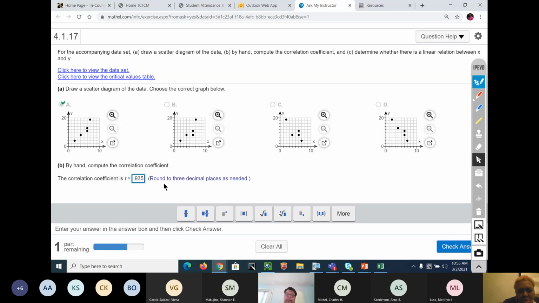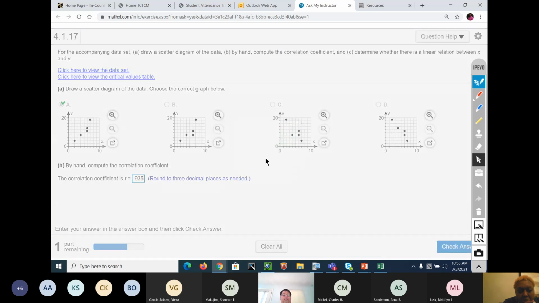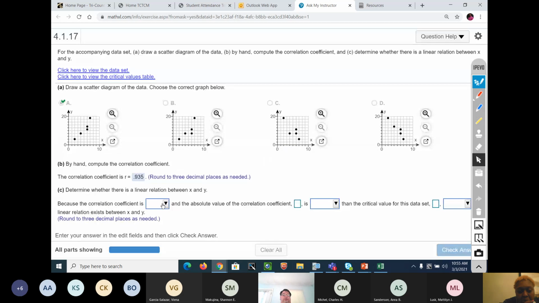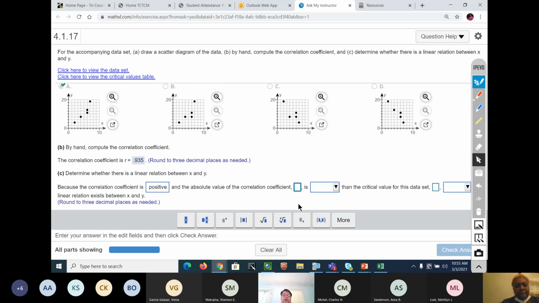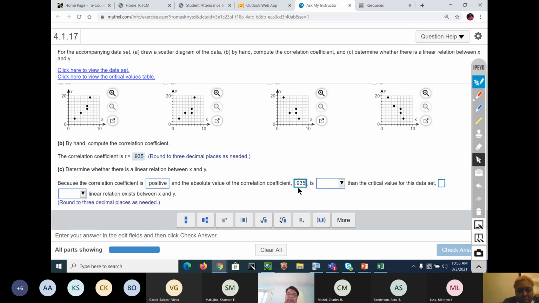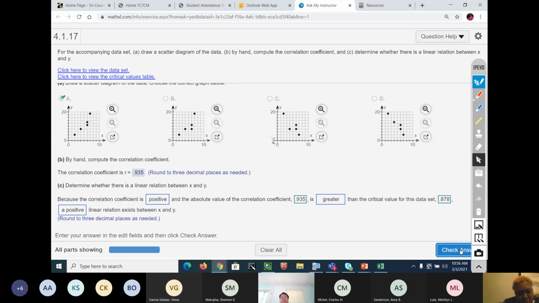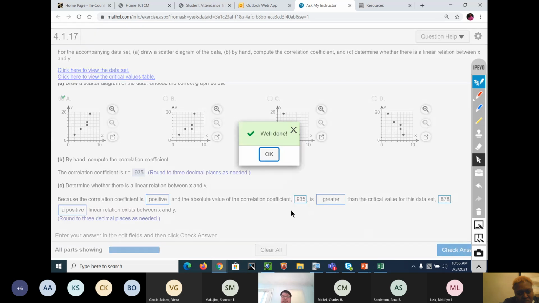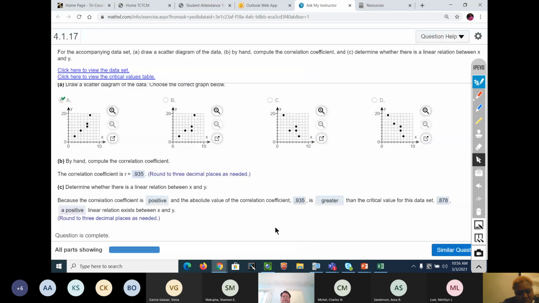0.935. Okay, because the coefficient is positive and the correlation in absolute value is 0.935, it's greater than 0.878, a positive linear correlation exists. That is how you do these problems.